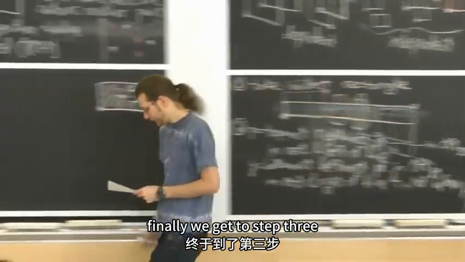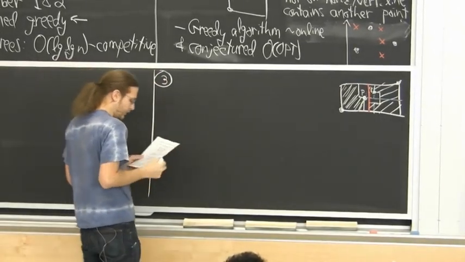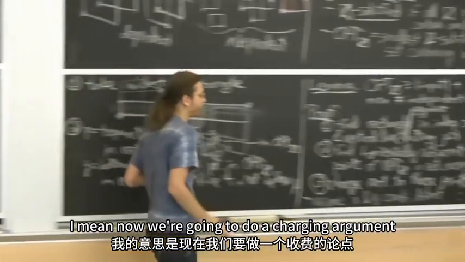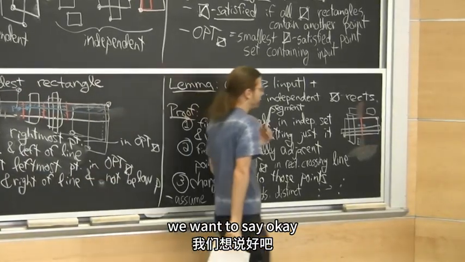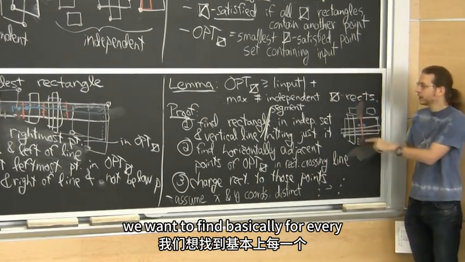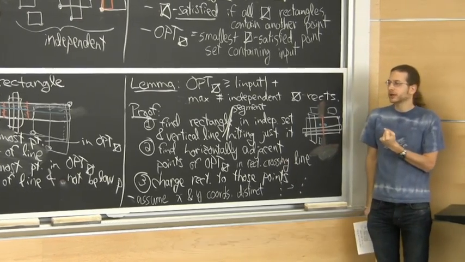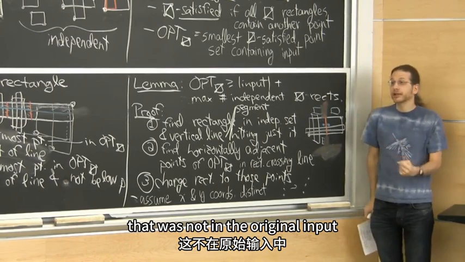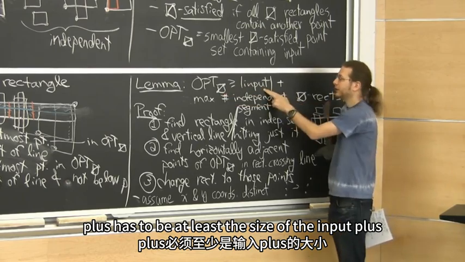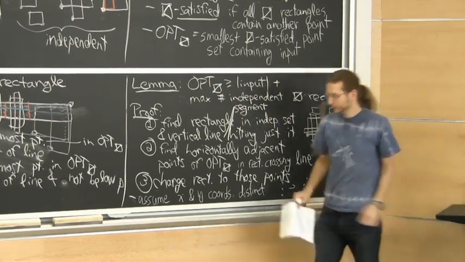Finally, we get to step 3. The idea with step 3 is that now we're going to do a charging argument. For every independent rectangle, we want to find a point that's in opt, and therefore was not in the original input, and therefore opt plus has to be at least the size of the input plus 1 per each of these plus rectangles.